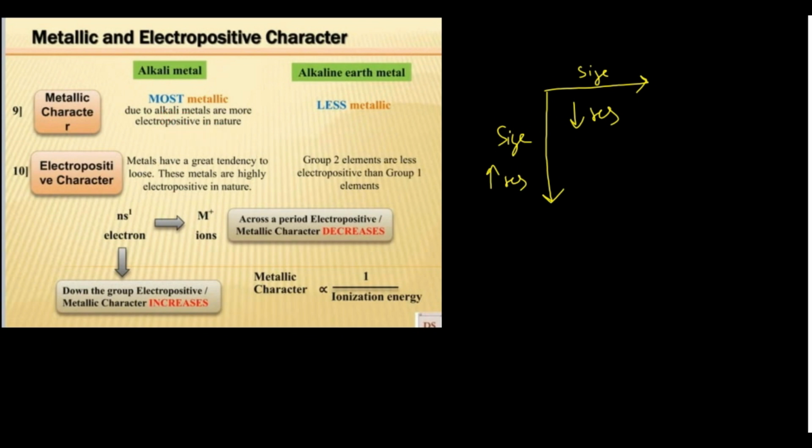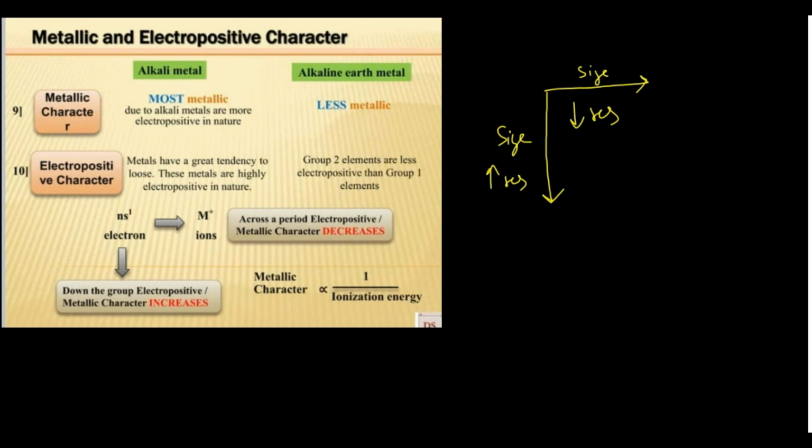Please remember this particular point. And the same is true for the electropositive character. Metals have a tendency to lose electrons. This I have already explained to you, and this is the periodic variation, and you can correlate this with the ionization potential. Higher the ionization potential, lower the metallic character, which I have already explained to you.